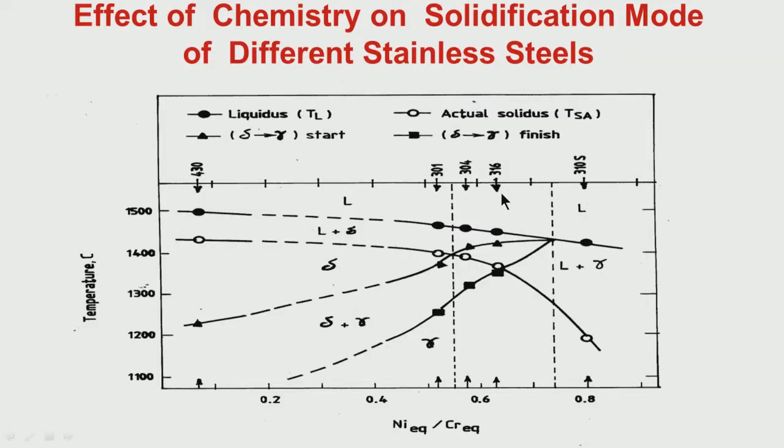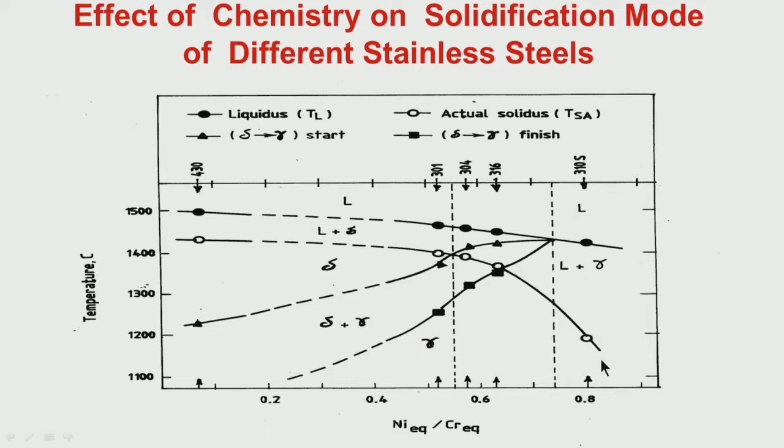304, delta to gamma transformation has started towards the end of the solidification. So this is a very crucial chemistry which is very vulnerable, as the delta to gamma transformation takes place during the end of the solidification. So this is a risky chemistry, we have to be careful on that. So 316, that risk is there, but relatively less, because this delta to gamma has started taking place at a much higher stage of solidification.